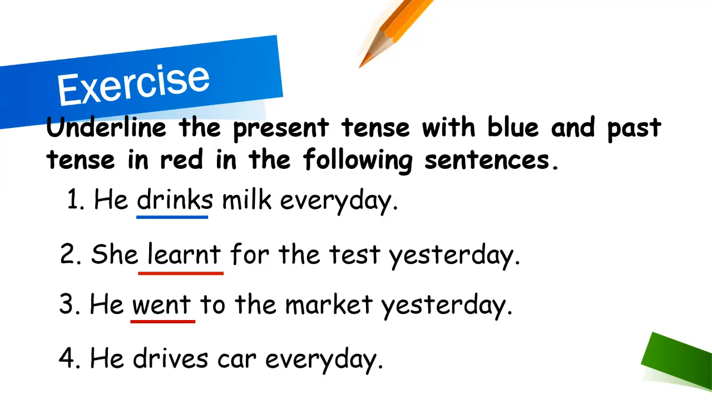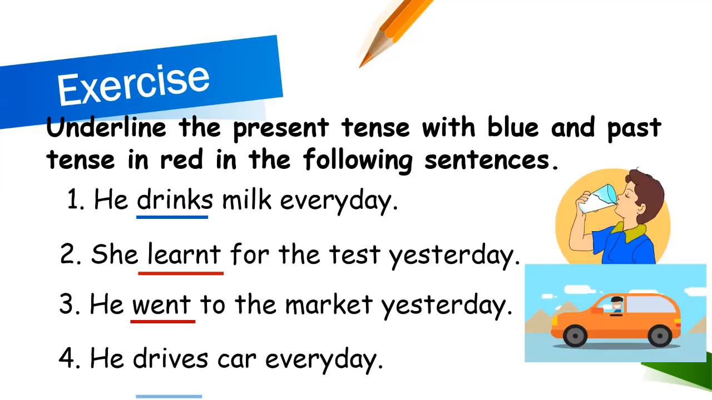He drives a car every day. So which word is the verb over here, children? Excellent. It is drives. That means he is driving right now or every day. That is happening every day. We are told that whatever happens every day, it is in the present tense.